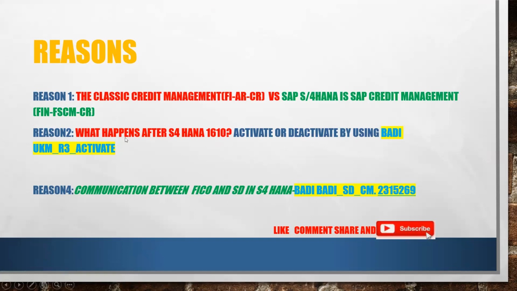Reason 2: what happens after S4 HANA 1610? Like in 1511, FSCM was also available, and in some parts of your ECC, FSCM was available as a separate box. Once S4 started with 1511 it was activated, but from S4 1610 onwards, 1610, 1702, 1909, till the 2021 version, you can activate or deactivate it using this switch. That means if you want it, you can activate this functionality.